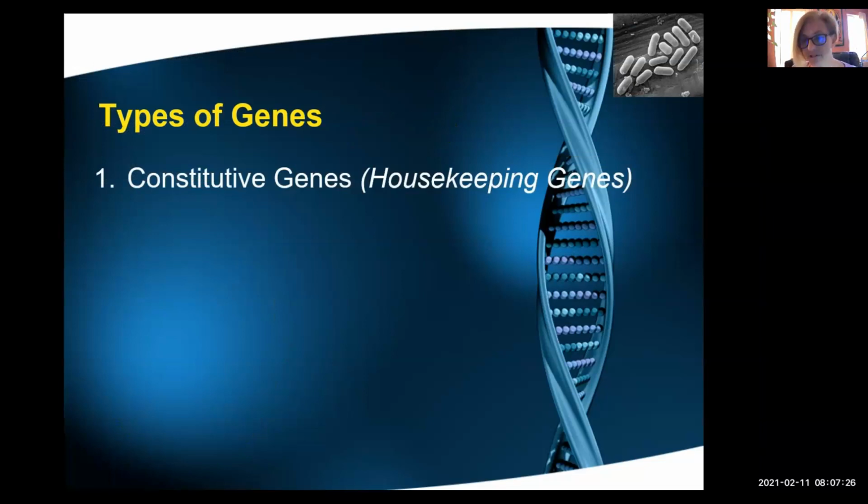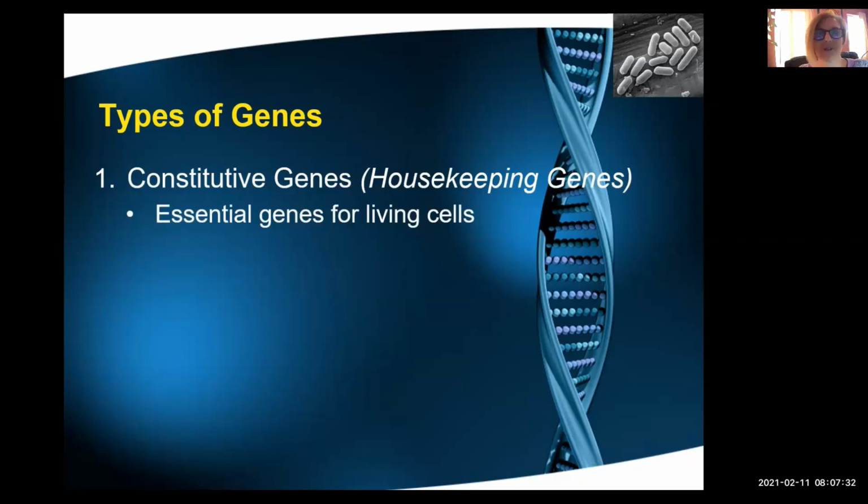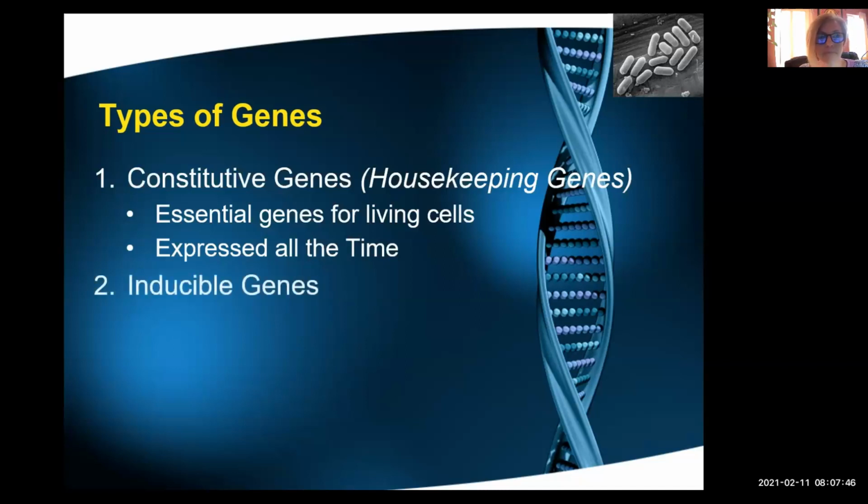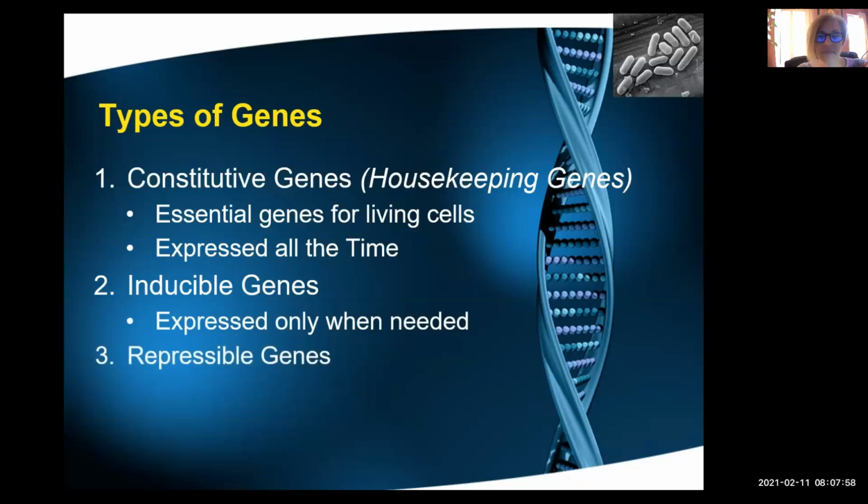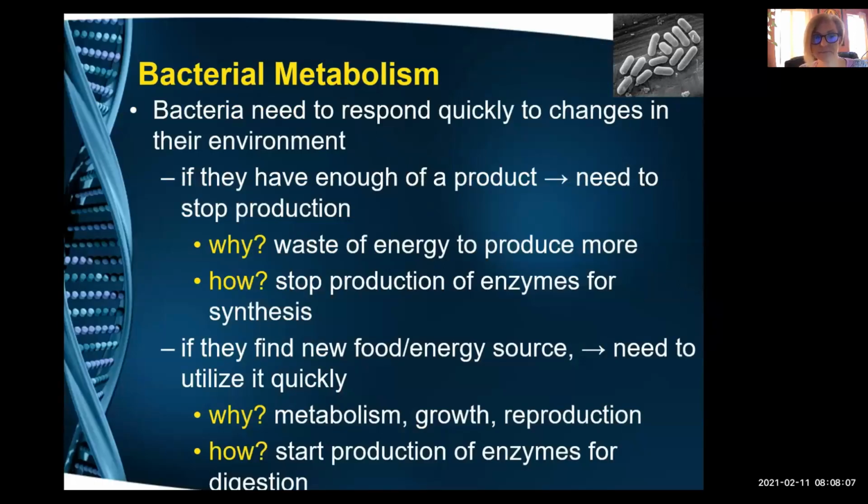So you can have housekeeping genes. These are genes that you need for everyday life, right? Essential genes for living cells, like genes that would code for mitochondria's cytochrome C, for example. That's essential for making energy in respiration. They're expressed all the time. Then you also have inducible genes, so genes that are off to begin with, and then you can induce them to turn them on. So they're only going to be expressed when needed. And then you also have repressible genes, and these are going to be turned off when needed. So these are typically on all the time, and then off when you no longer need them.